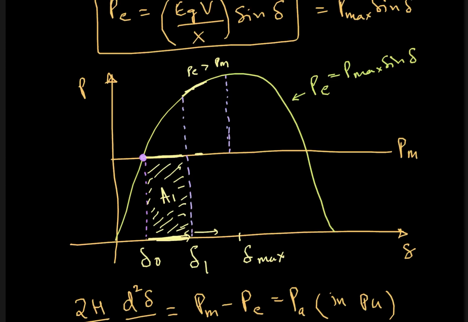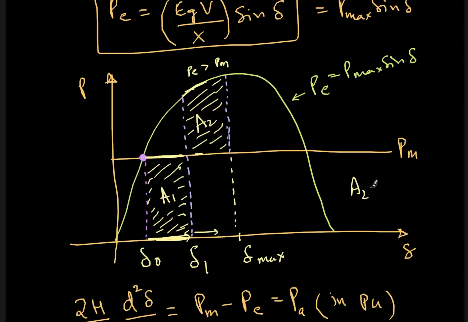Now this area will be A2. The concept here is how much this area A2 can be. Basically this is the energy stored in the rotating mass. That much energy has to be taken out. So an equal amount of A2 area will be there such that the energy is taken out of the machine, and finally it will swing and then come back to delta naught. So the question is whether this much area is available here or not, and to that extent the rotor will overswing and go up to delta max. So this is the equal area criterion.